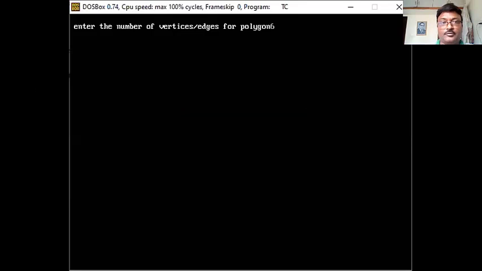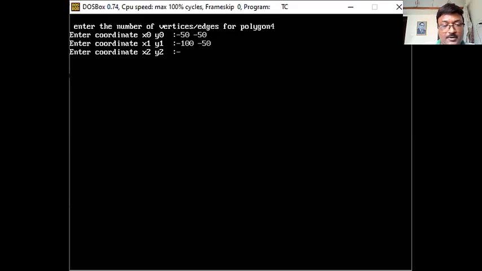So 6 coordinates I am using. No, not 6. Suppose I am using 4. Go for -50, -50. Okay. Then 150 or -100. Suppose -100. We are going to draw in the third quadrant. Suppose -50, -100, -100. Both values I am putting as negative. -50, -100. Correct. This is my square. Exactly square values I have used.